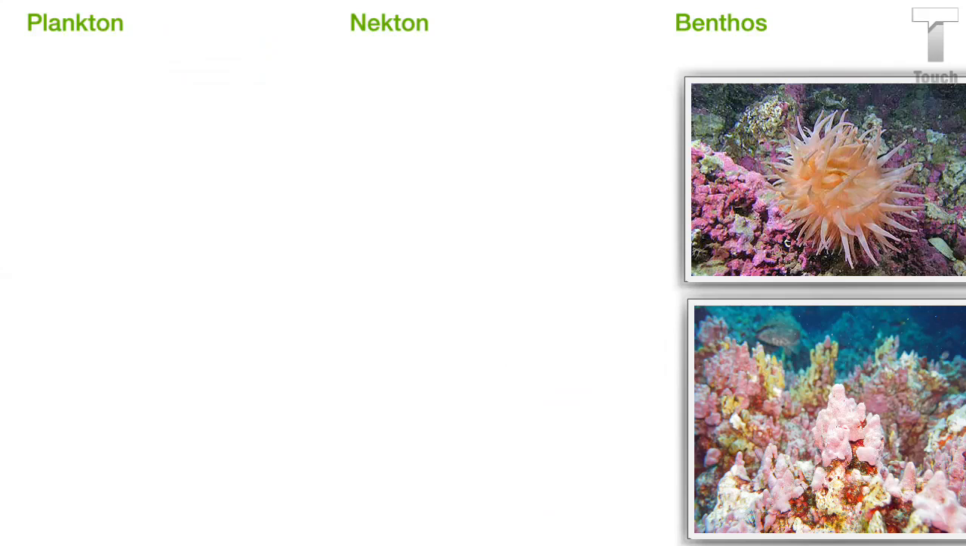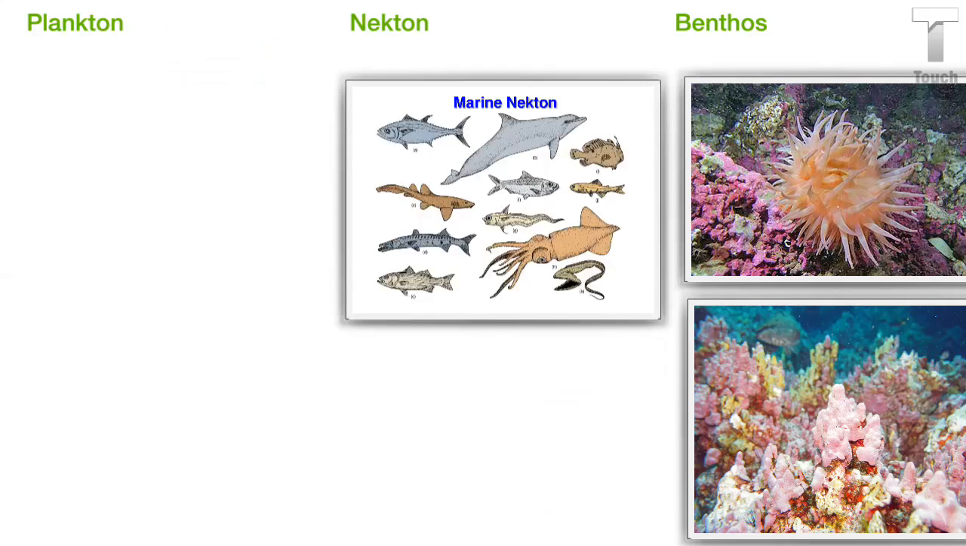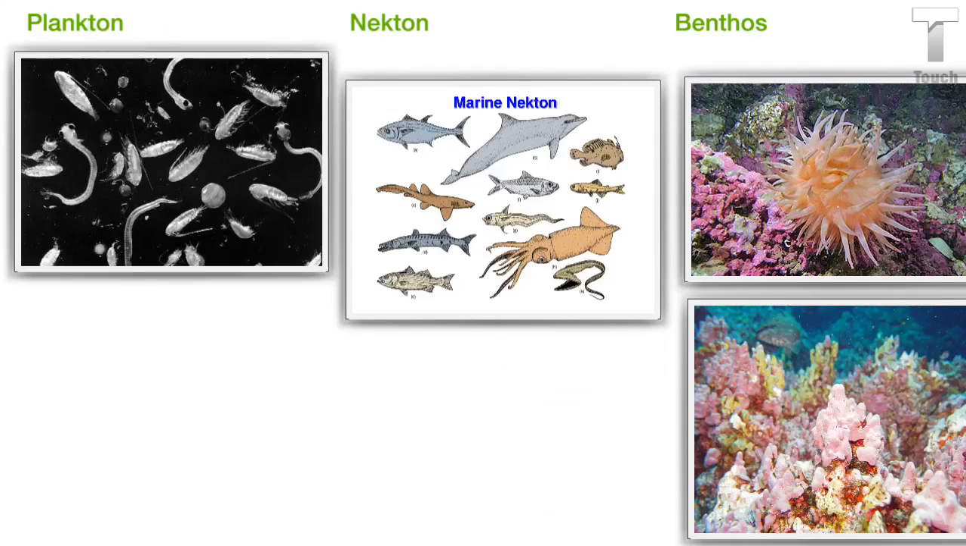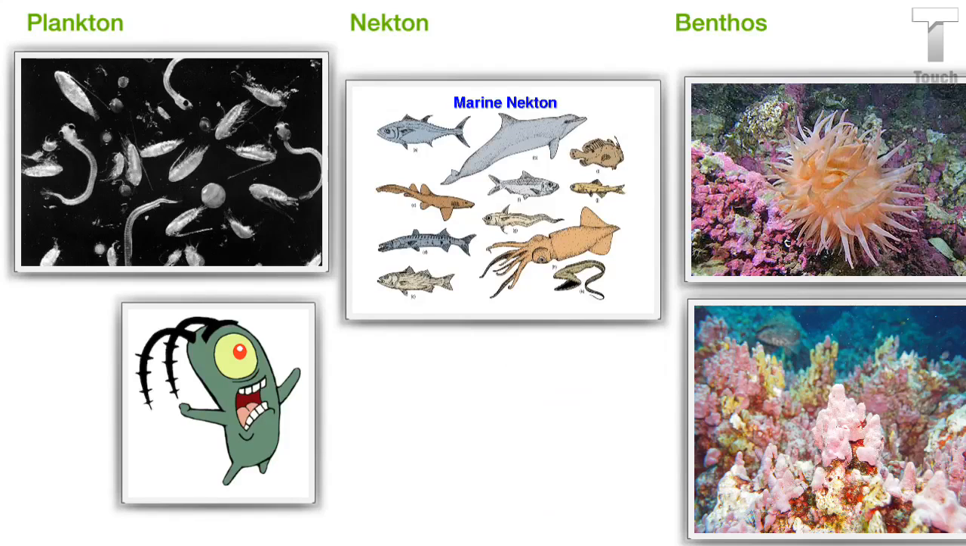So here's our example of benthos, creatures that hang out on the ocean floor. Here's our nekton. So here's some common nekton that you might see. Remember, things that swim within the ocean column right there in the middle. And then last but not least is our beautiful plankton. These are what the actual guys look like. Here's our SpongeBob plankton. Here is another example of plankton.